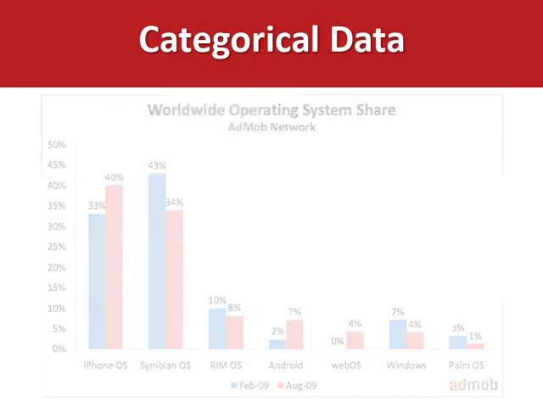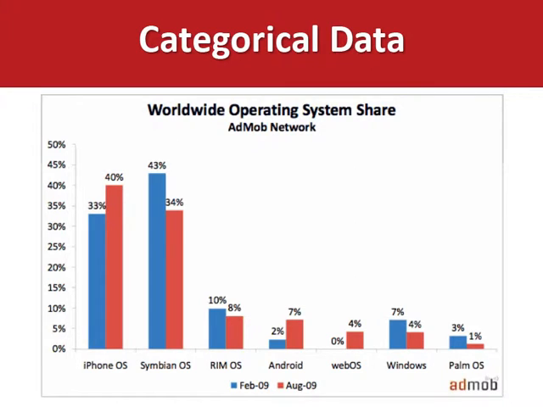Now consider a situation in which we have categorical data. So here's a histogram, or at least it looks like a histogram, and again, as before, it shows two samples. In this case, cell phone market share in February of 2009 and market share in August of 2009. And as before, on the vertical axis, we have the frequency of outcomes.